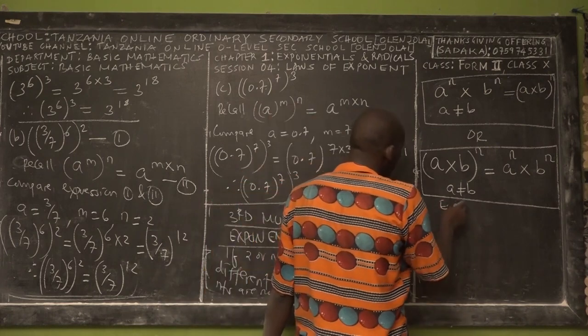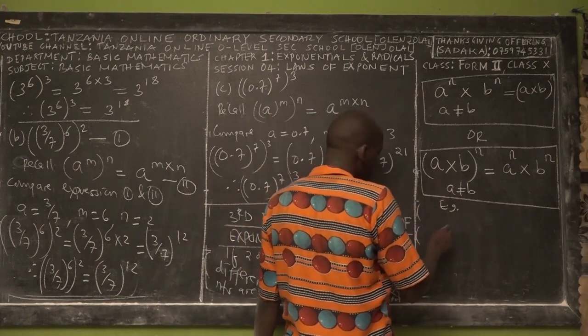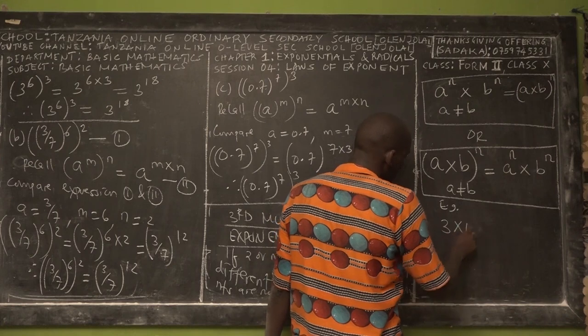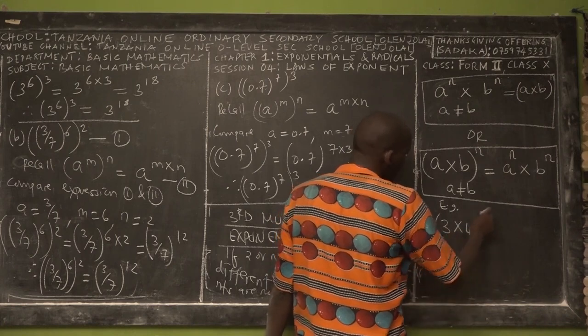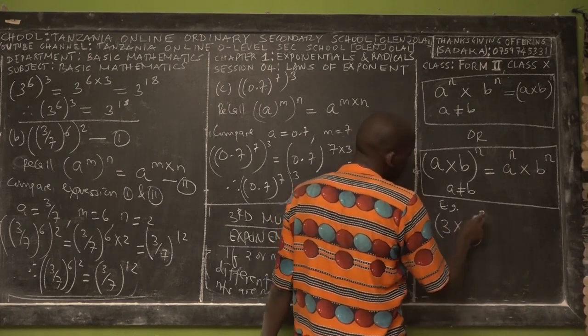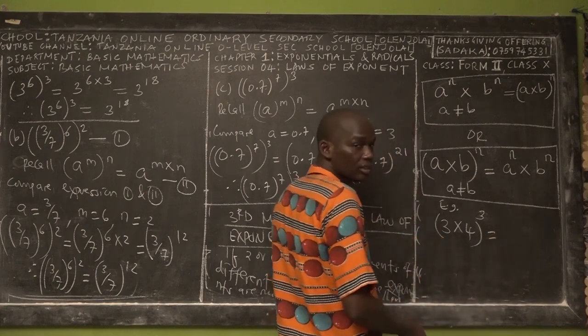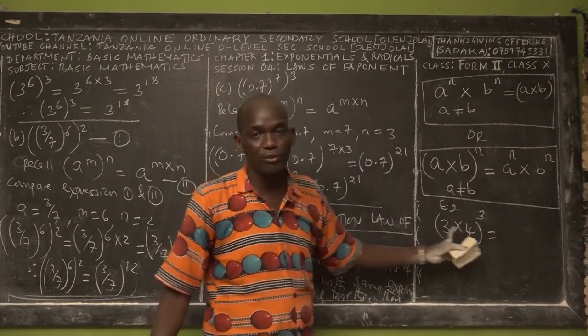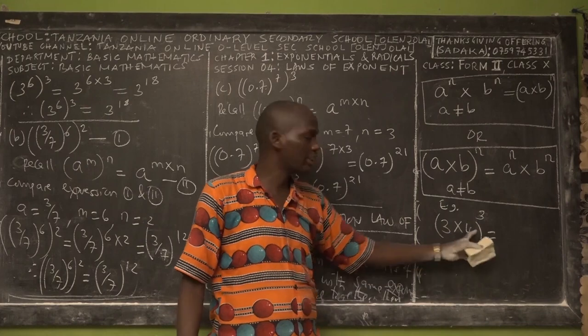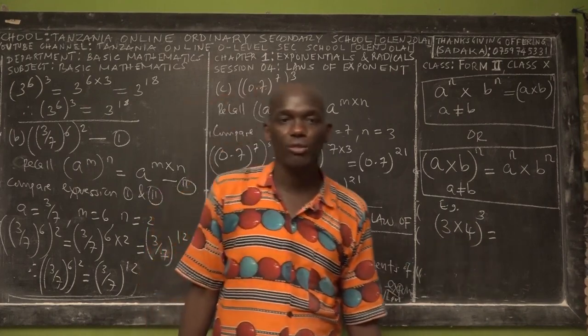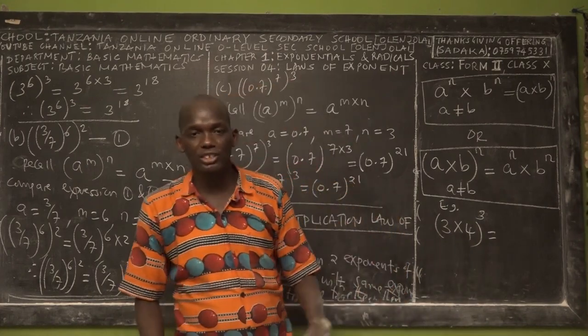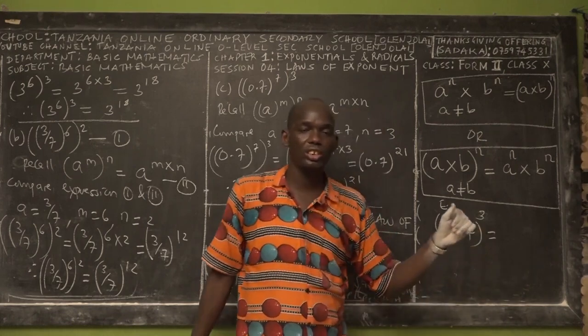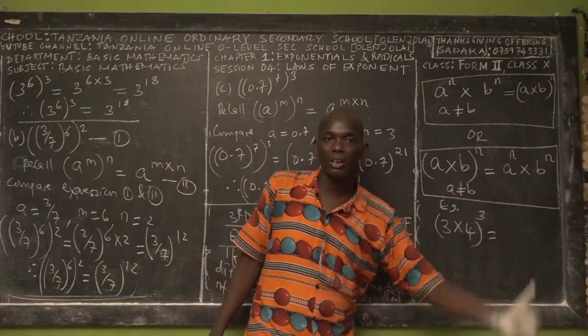Just a simple demonstration with this example: you have 3 times 4 power 3. You can find the response of this multiplication by 3 times 4, which is equal to 12. Then you find 12 power 3, which is equal to 12 times 12 times 12, right?